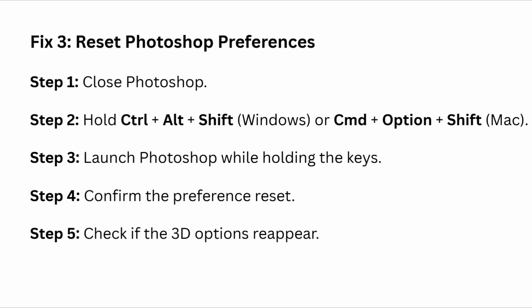Fix 3. Reset Photoshop preferences. First close Photoshop, then hold Ctrl plus Alt plus Shift for Windows or Command plus Option plus Shift for Mac. Now launch Photoshop while holding the keys and confirm the preference reset. Then check if the 3D options reappear.